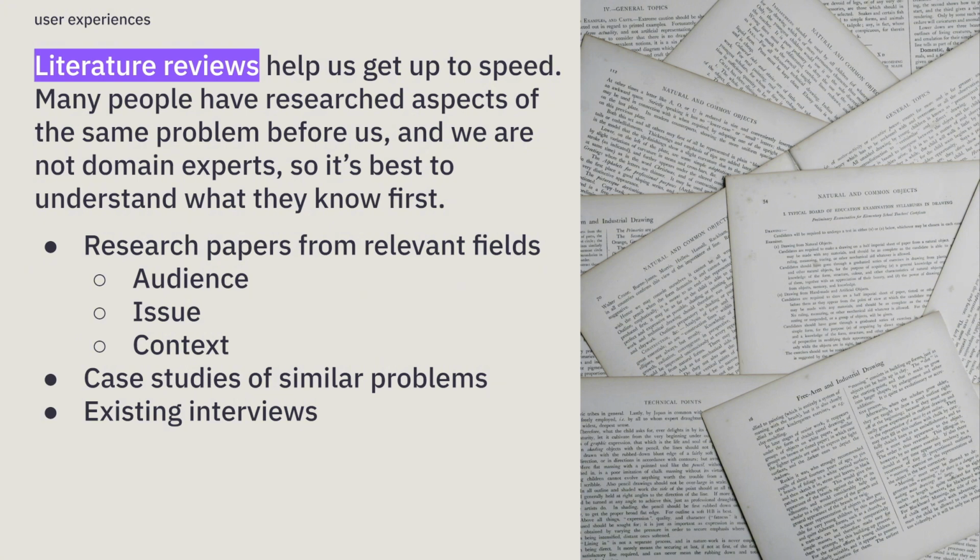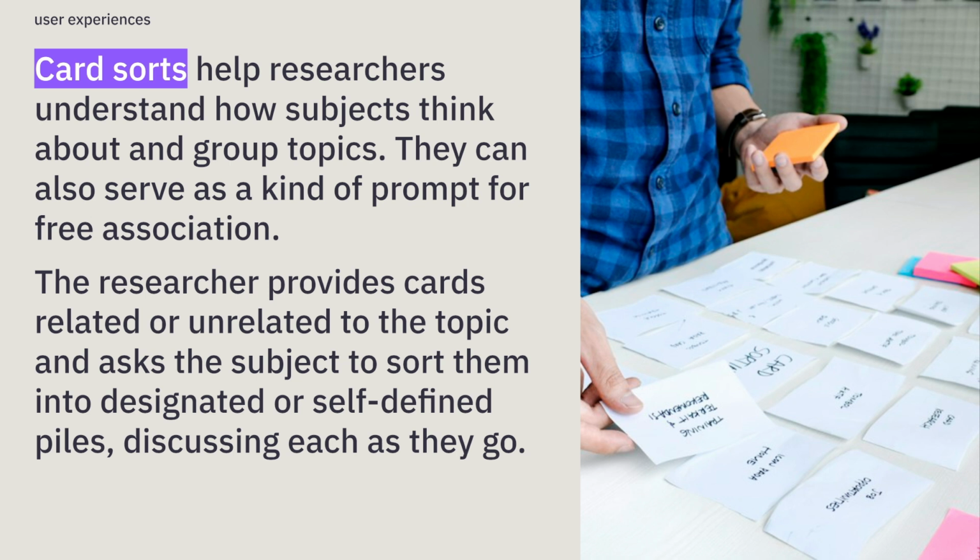Card sorts are a tool that help us understand how our users think about a topic and how they group the related themes within that topic. We usually provide cards, or sometimes on a digital whiteboard, just different words. And we ask the users to start grouping those things into larger categories.